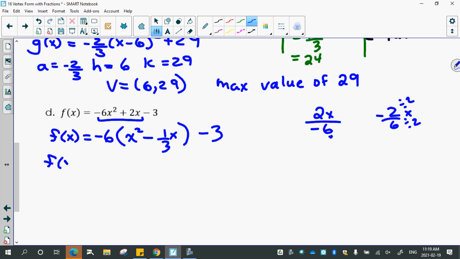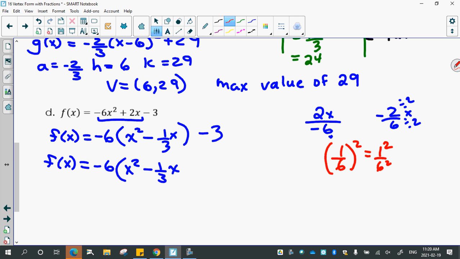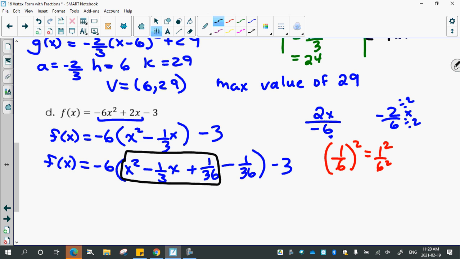Alright, so then the next step is to complete the square. So to do that, you have to take half of 1/3, or half of 2/6, which everybody should know is 1/6. Okay? Half of 1/3 is 1/6, or half of 2/6 is 1/6. But then you've got to square it, which means you square the top and square the bottom. So you're adding 1/36 and subtracting 1/36. Half that number and square it. Complete the square. And the first three terms form your perfect square trinomial.